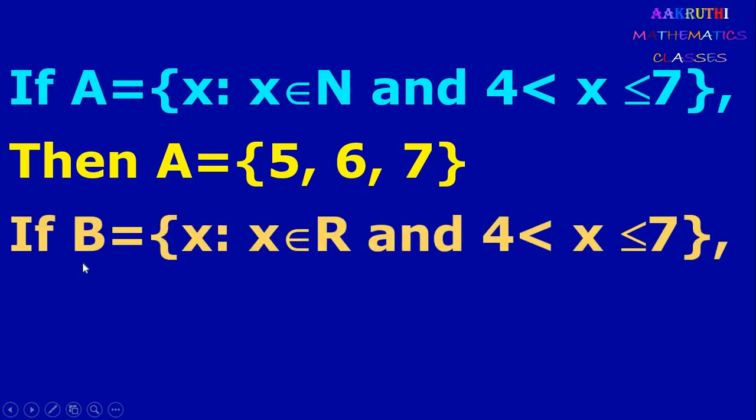Now we consider one more set, B equal to set of all x such that x belongs to R and x is greater than 4, less than or equal to 7. Here x belongs to N, that is x is a natural number, but here x belongs to R, x is a real number. We know that in between two real numbers there are infinite real numbers. We can take many numbers, we can take 4.1, 4.2 or even we can take 4.11. So therefore here it is not possible to write B in roster form. So therefore here how to write B? It is not possible.